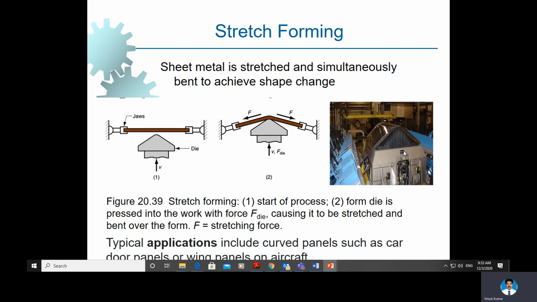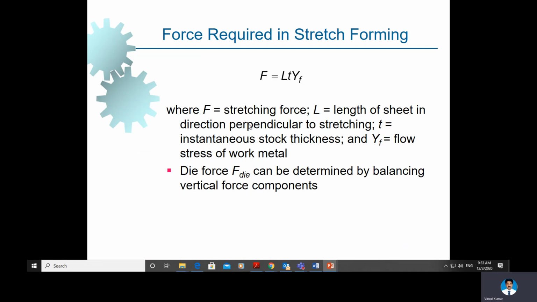So it is exactly like a bending process, but before bending takes place, the material is stretched. So it is a combined effect of stretching, like tensile force is applied, and bending with the help of a die, and a particular shape can be produced like this. So typical applications include curved panels such as car door panels or wing panels on aircraft, etc. can be made by stretch forming.